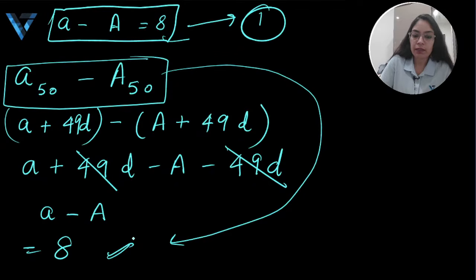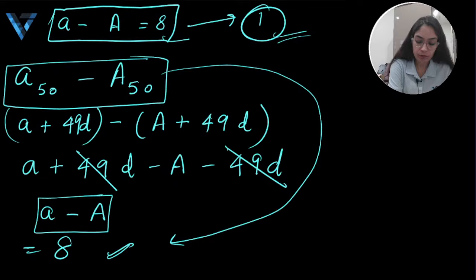So is this question clear? Here also we got small a minus capital A, and this value from the first equation we substituted here.